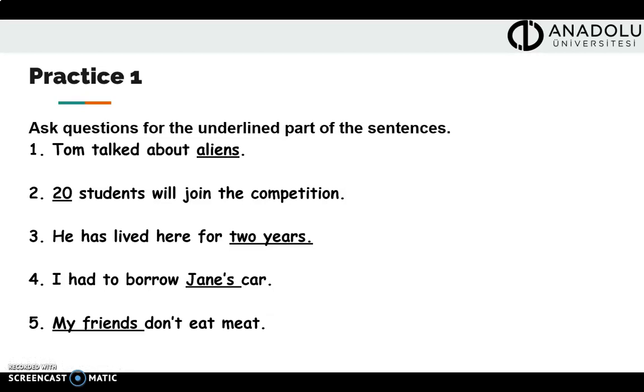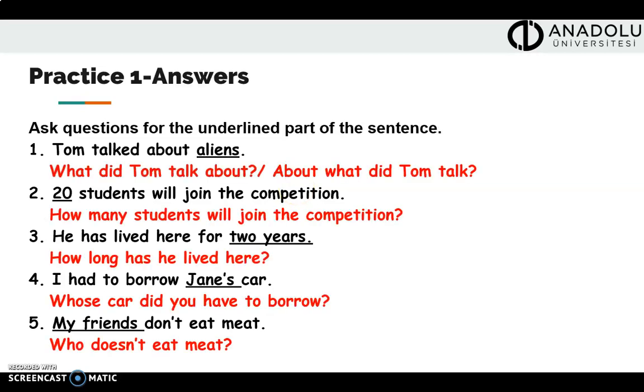Now, it's time to do some practice. Now I want you to pause the video and write questions for the underlined part of the sentences. Here you can check your answers.